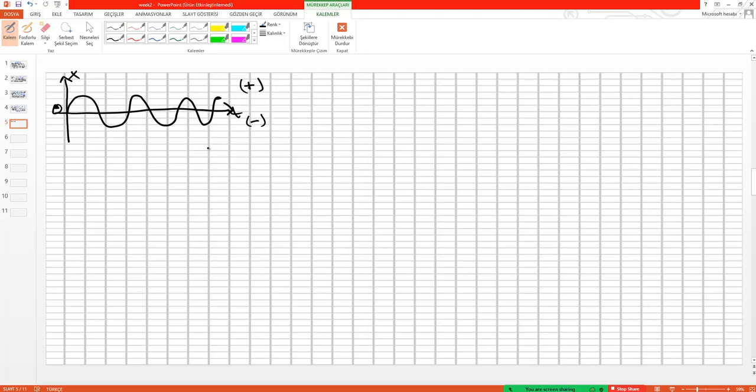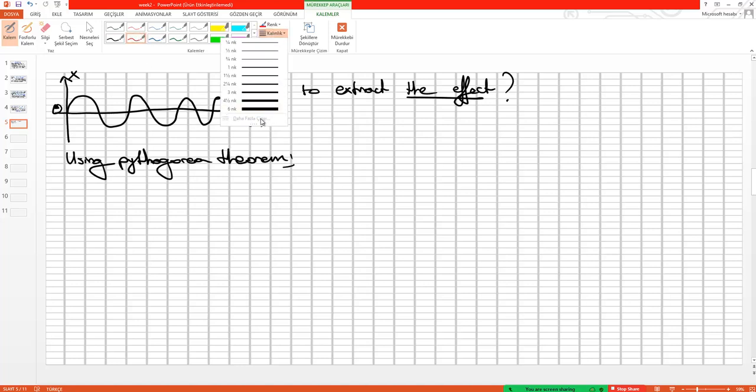And so how can we analyze this signal to extract the effect which we don't know right now? And so we can use the Pythagorean theorem. Just remember that in each case we have delta t and delta x values, right?